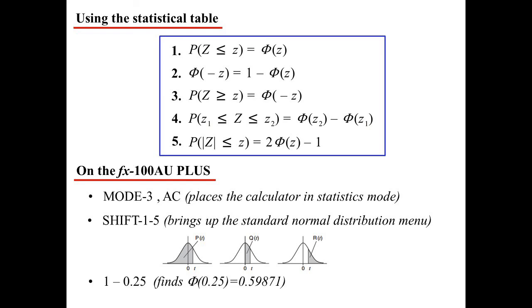So if you try it, we should get this answer. Go 1 minus the 0.25, or the phi of 0.25. If you plug in the phi of 0.25, you should get 0.5987. So we're clear on that. That's going to be the quickest way of doing it, rather than looking up a list of tables and doing that.